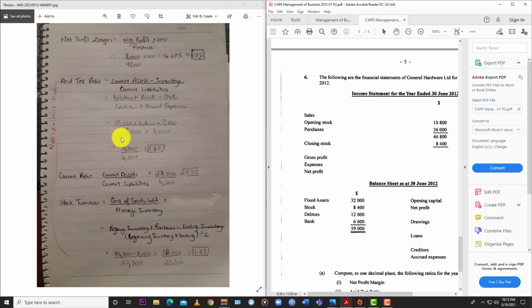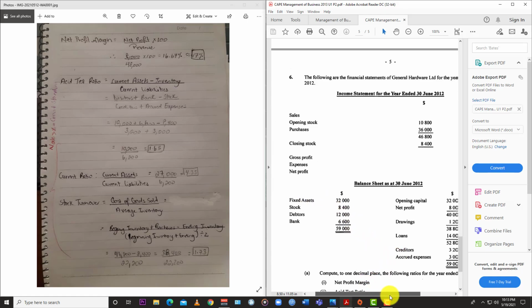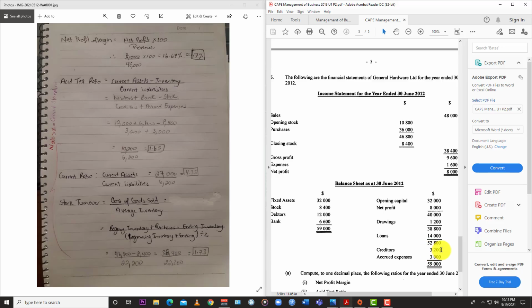And so you get 10,200. Now to get the current liabilities, that's the creditors plus the accrued expenses. Creditors 3,200, accrued expenses 3,000. So you get 6,200. And so you put 10,200 over the 6,200, and you get 1.6. Well, 1.7 because it's one decimal place, so 1.7. So you get 1.7 for the acid test.